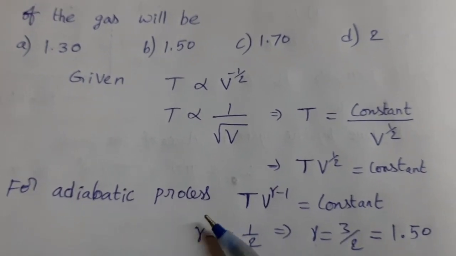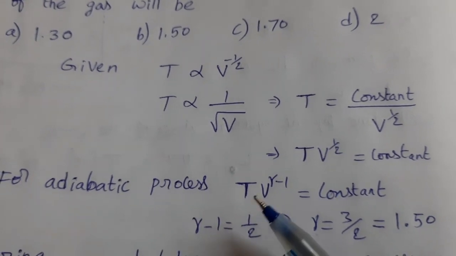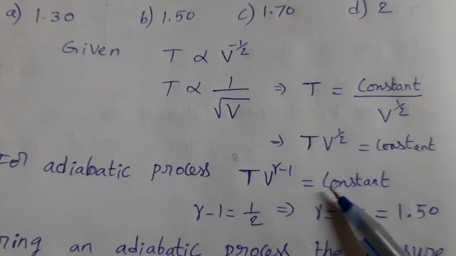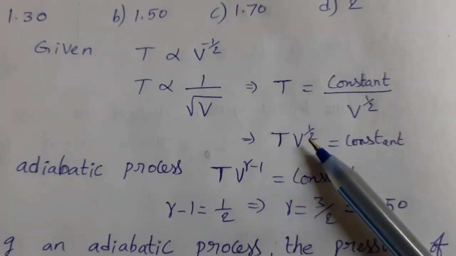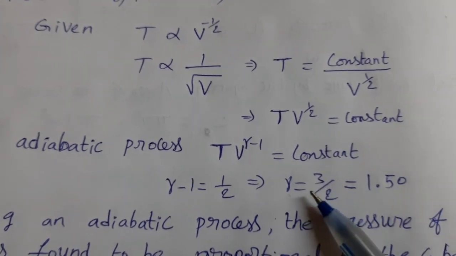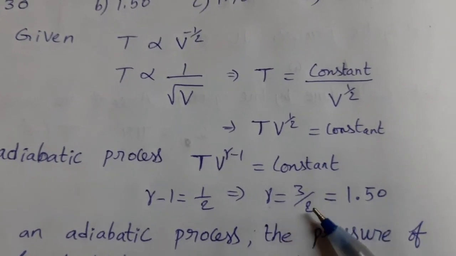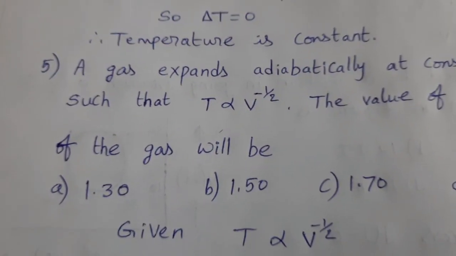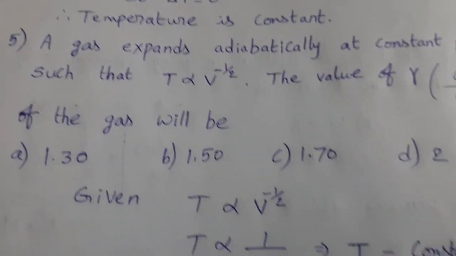For an adiabatic process, we already know the relation between temperature and volume: T into V power gamma minus 1 equals constant. Compare these two, then we get gamma minus 1 equals half, so gamma equals 3 by 2, that is 1.50. So what is the option? Option B is the answer. Okay.